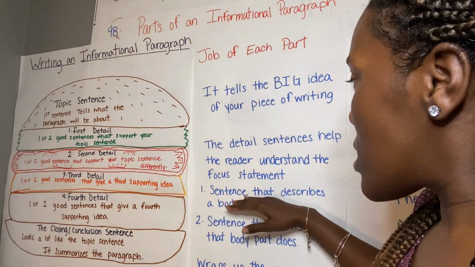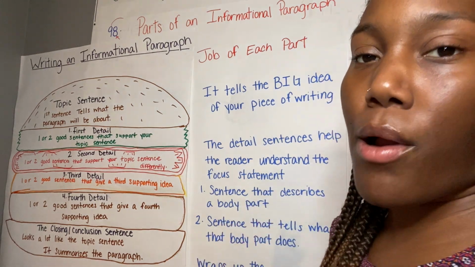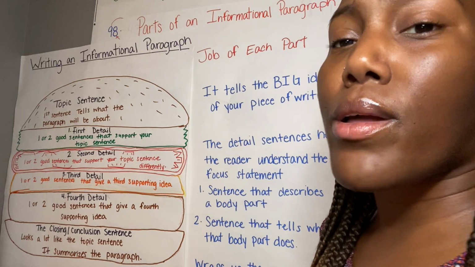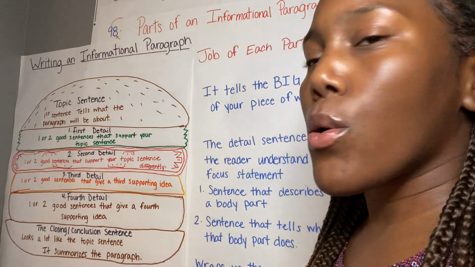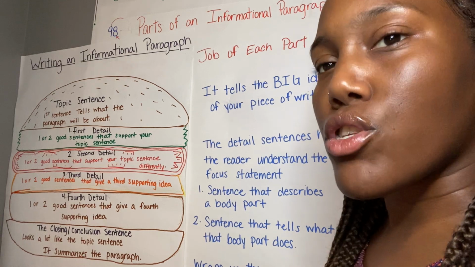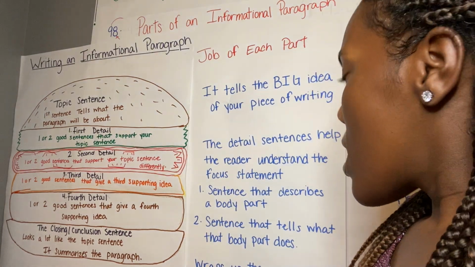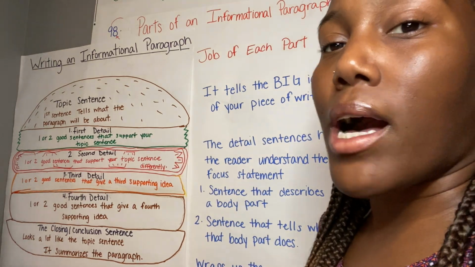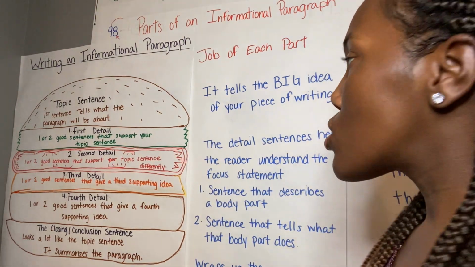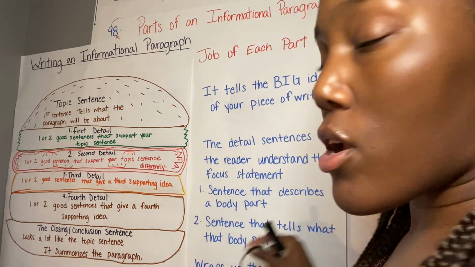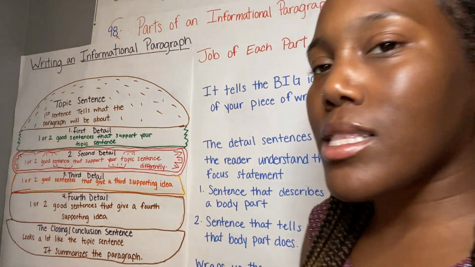The first sentence describes a body part in our case. So we're talking about a beak. We're going to tell what that beak looks like. We're going to give some adjectives or some verbs to describe what that beak might do. And then the second sentence in that first detail tells us what that body part does. So now we're going to take a look at our paragraph so that you can see exactly what I mean.